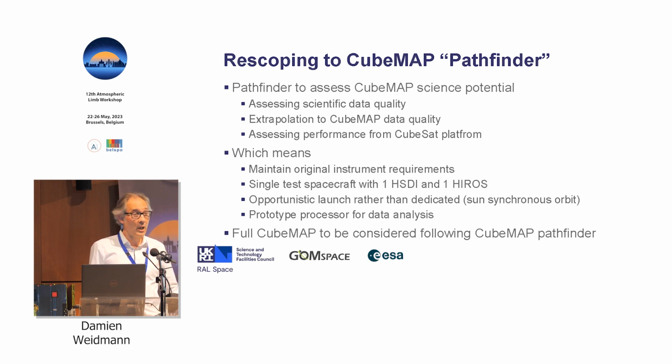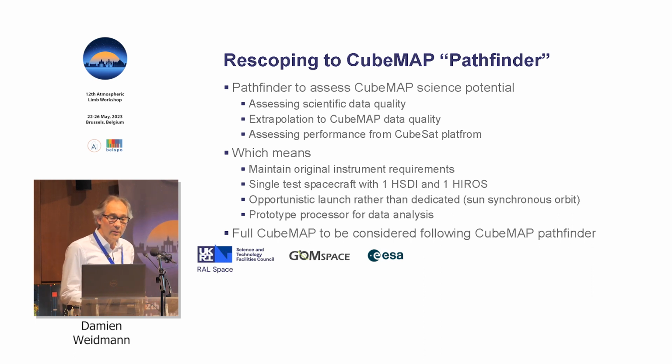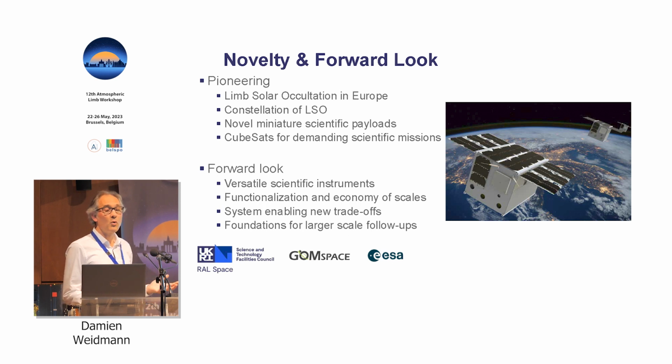In terms of the rescoping, it means we maintain all the original requirements of the instrument. We haven't changed that at all. But we will have a first step where we have only one spacecraft and one of each instrument on board for the initial scientific assessment. We will use an opportunistic launch rather than a dedicated one, which means we're likely to have a sun-synchronous orbit, which means rather than tropics, we will have coverage at mid-latitude and high latitude. And last, we will use the prototype processor rather than the full operational processor to generate the assessment. So that's what we're currently putting up as a proposal to carry on with the mission, and that's currently where we are.